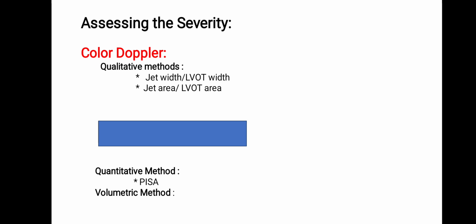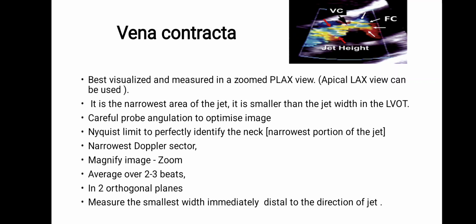Assessing the severity, we have discussed two methods, the qualitative method; next is the quantitative method, the PISA method, and there is the volumetric method. Then the semi-quantitative parameter is the vena contracta. It is best visualized and measured in a zoomed Plax view. Apical long axis view can be used. It is the narrowest area of the jet. It is smaller than the jet width in the LVOT.